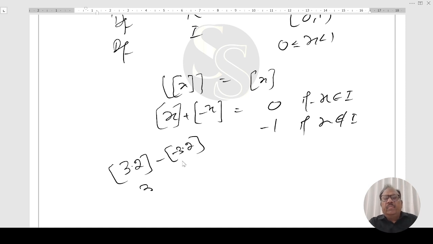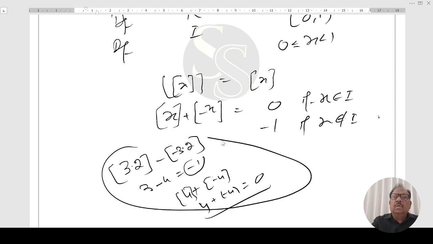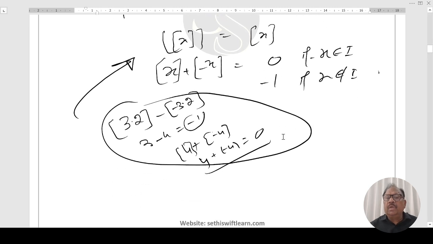Its answer will be 3 and minus 4, that is minus 1. This is the answer. Or 4 plus minus 4, the answer is 0. All these concepts will be used here. Right? Now let's start with the question.